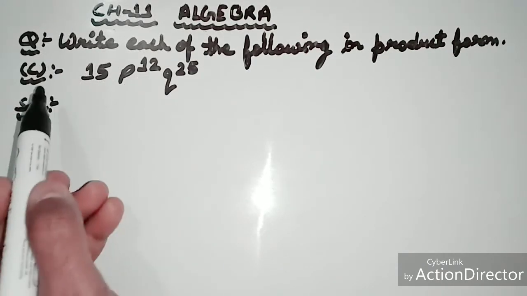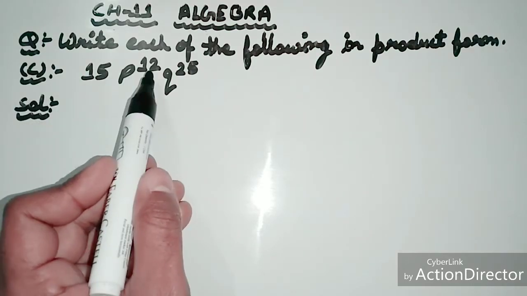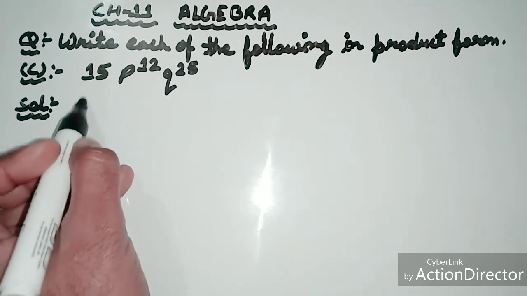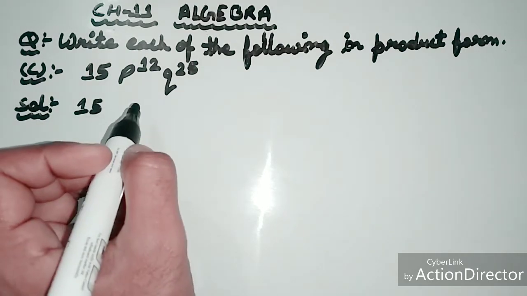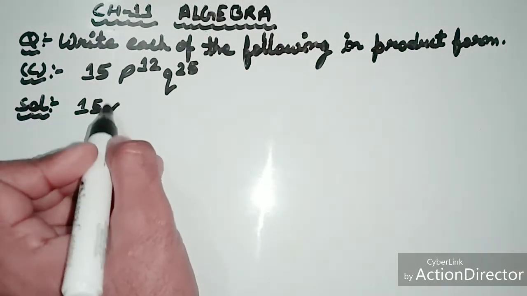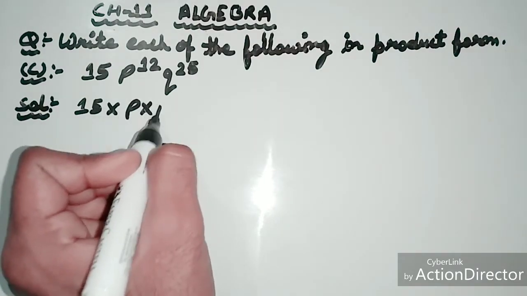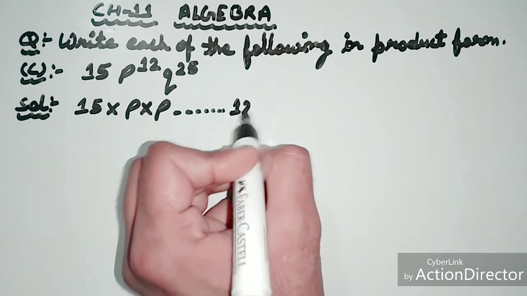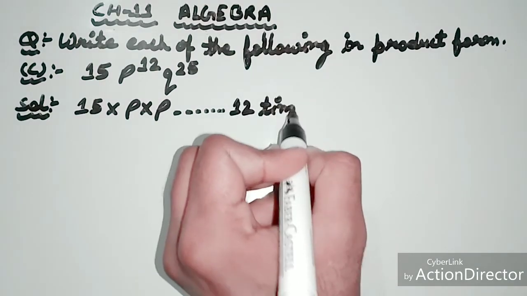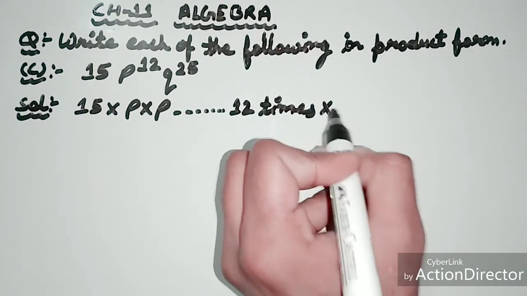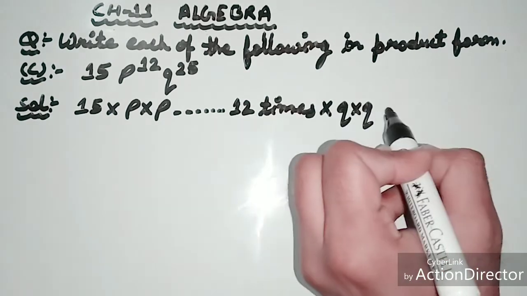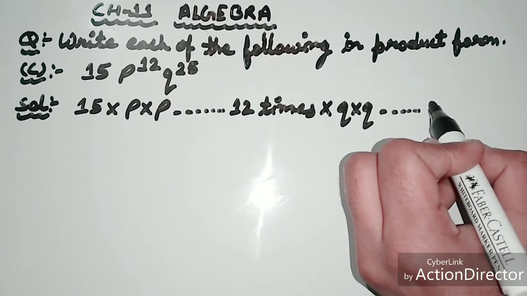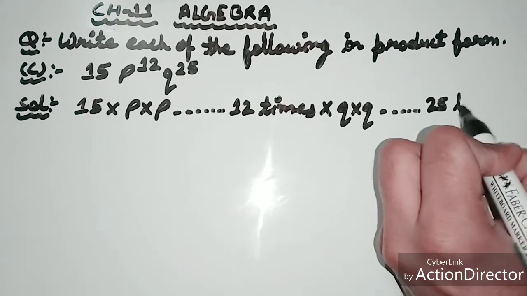Now example number C, 15 p to the power 12 and q to the power 25. So here we write 15 multiply by p, p in 12 times, multiply by q, q, and so on, multiply in 25 times.